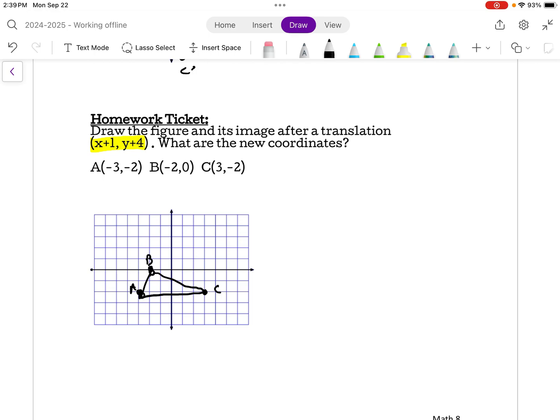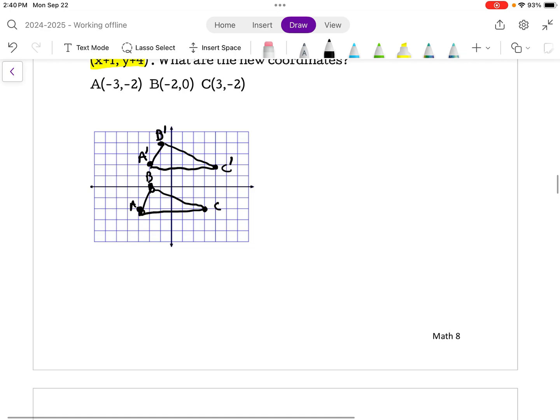So each one of these 3 points that I just graphed will go 1 right, that's the x plus 1, and then 4 up, that's the y plus 4. So 1 right, 1, 2, 3, 4 up. There's A prime. B would be 1 right, 4 up. There's B prime, and C would be 1 right, 4 up. There's C prime. And then there's your new triangle.